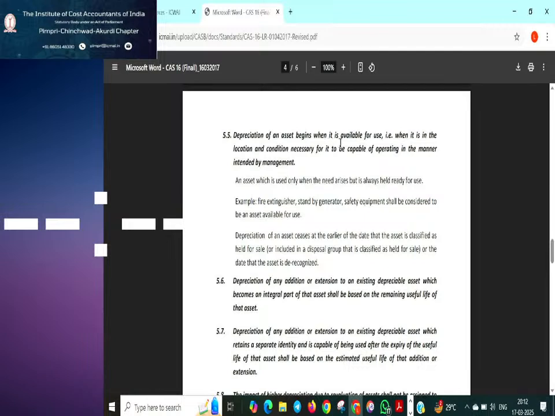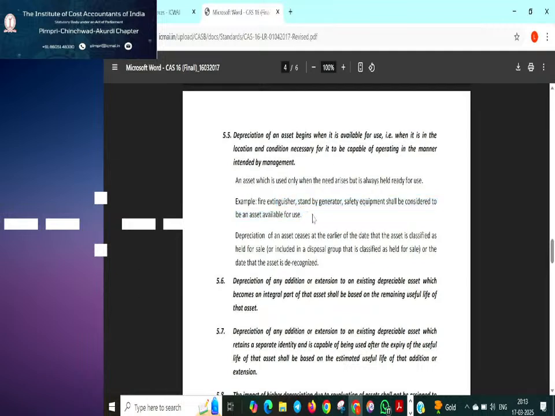Depreciation of an asset begins when it is available for use, that is, when it is in the location and condition necessary. For example, they have talked about fire extinguisher, standby generator, safety equipment, which shall be considered to be an asset available for use. Not necessarily it is used, but it should be in the condition to use. So depreciation of an asset ceases at the earlier of the date that the asset is classified as held for sale or the date that the asset is de-recognized. Whichever is earlier, that will be taken into consideration.